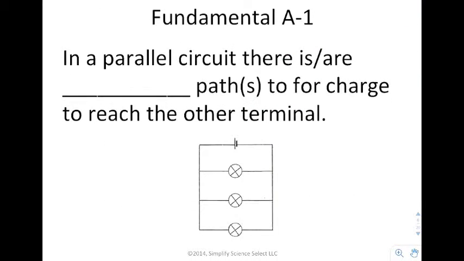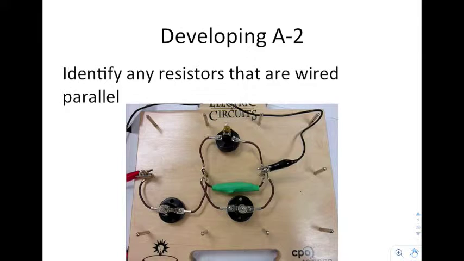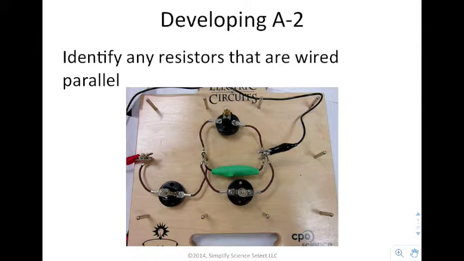In a parallel circuit, there are multiple complete paths for the charge to reach the terminal. Now, identify any resistors that are wired in parallel. We looked at this example in the previous one, and we said there's a resistor right here, a resistor right here, a resistor right here, and a resistor right here.